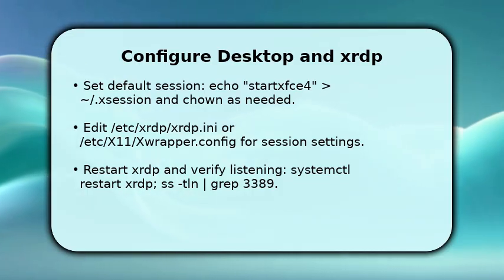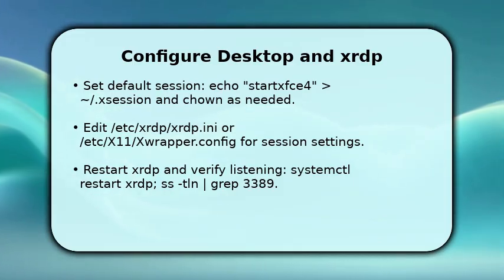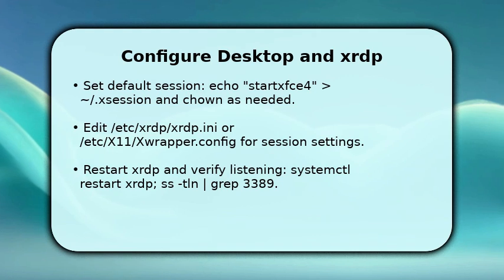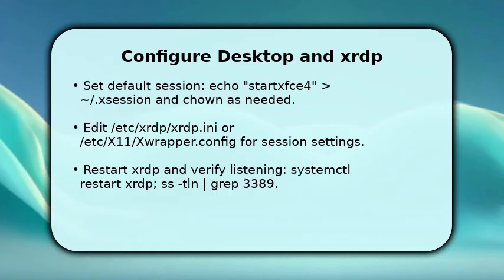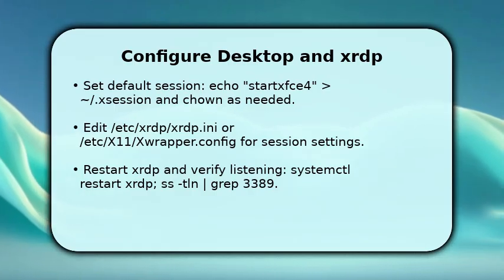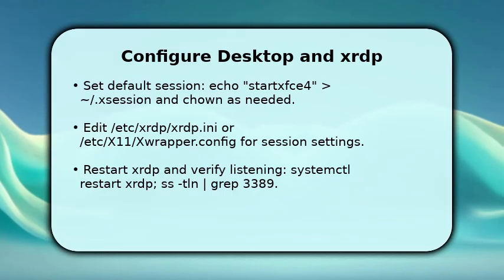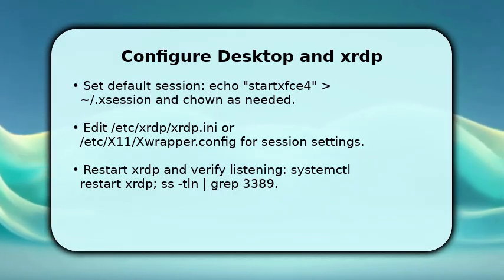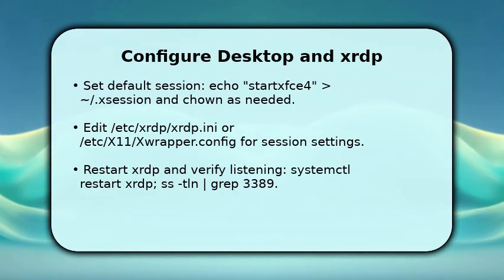/etc/xrdp/xrdp.ini if you need to change port, security layer, or session manager. Make Xwrapper.config allow anybody to start X if necessary. Once configured, restart XRDP and confirm it listens on 3389. You do this to ensure the server will launch the right desktop for incoming RDP clients.